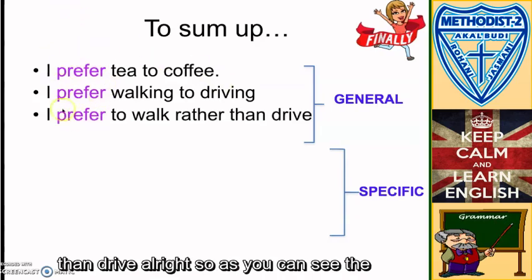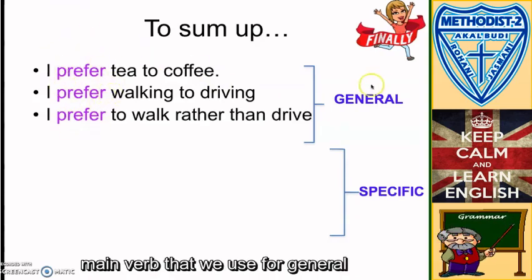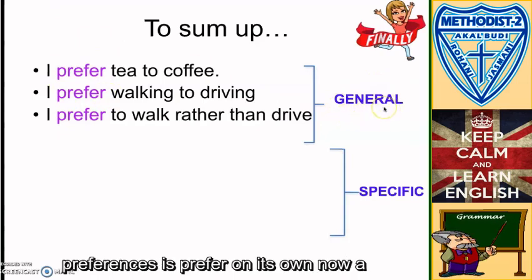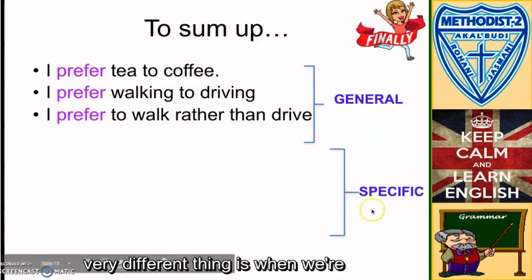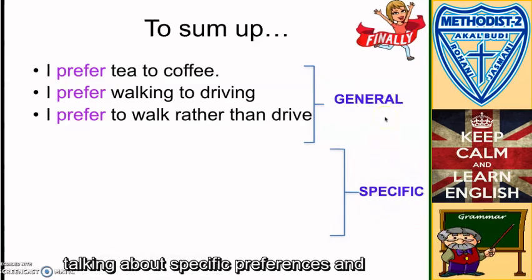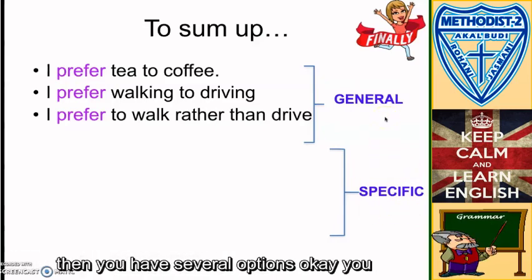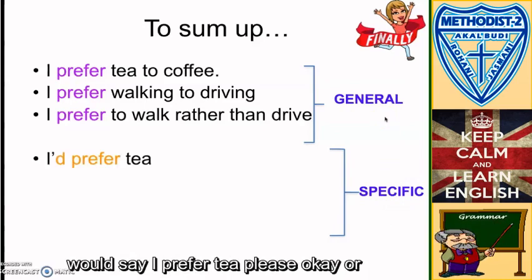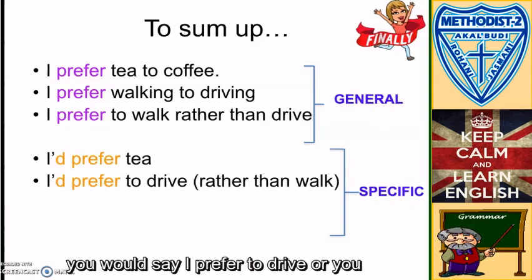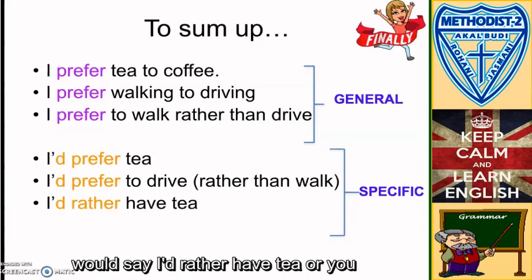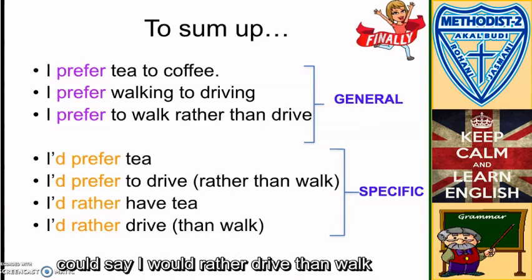As you can see, the main verb that we use for general preferences is prefer on its own. Now, a very different thing is when we're talking about specific preferences, and then you have several options. You would say, I'd prefer tea, please. Or you would say, I'd prefer to drive. Or you would say, I'd rather have tea. Or you could say, I would rather drive than walk.